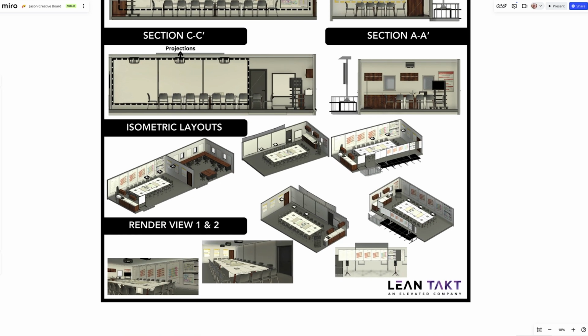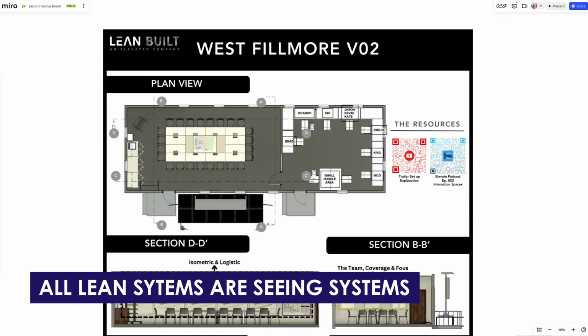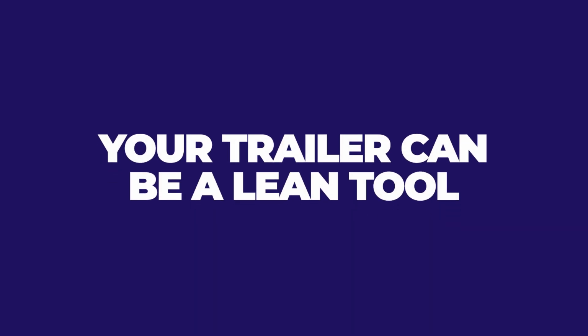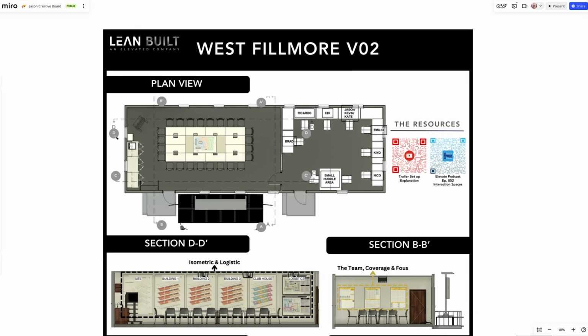So this is so important because remember, all lean systems are seeing systems, all of them. And if we haven't designed our trailer to be fantastic, then we are not leveraging our trailer as a visual lean tool, meaning your trailer can be a lean tool. So you can see over here, let me go through these one by one.